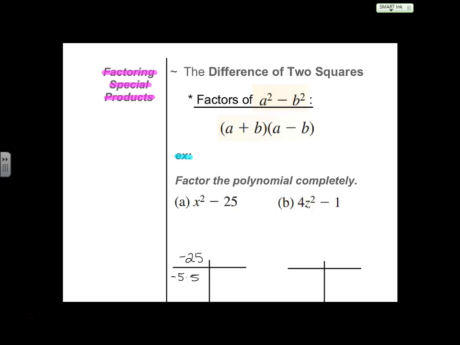25 is a perfect square. 25 square rooted comes from 5 and 5, right guys? What's the sum of negative 5 and positive 5? The sum means adding them together. What's negative 5 plus 5? Zero. Why is it a 0? Because there is no middle term.